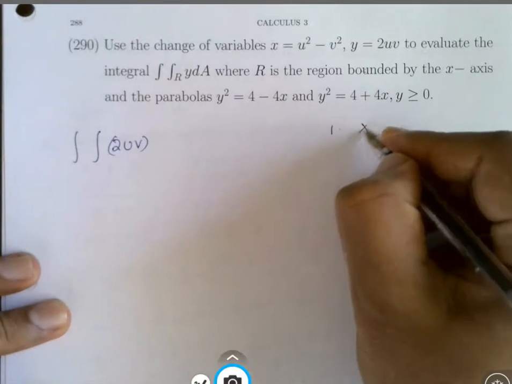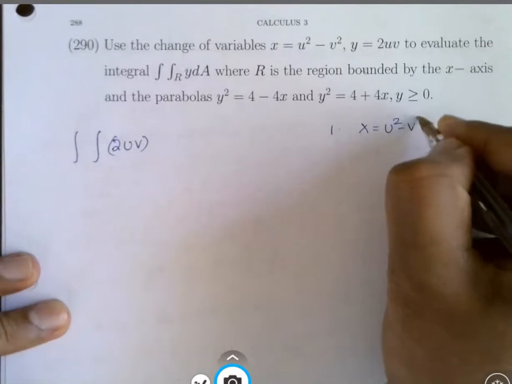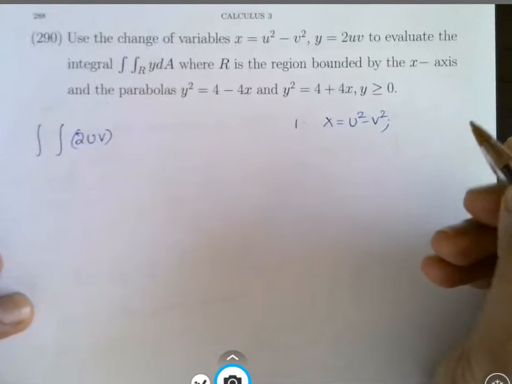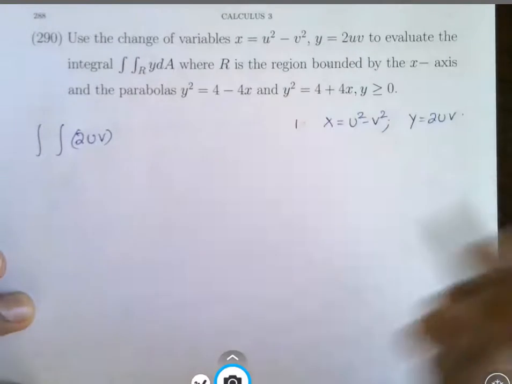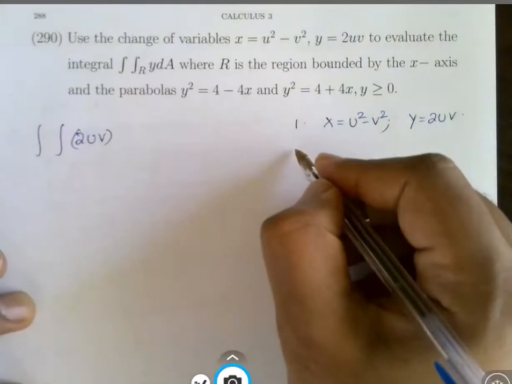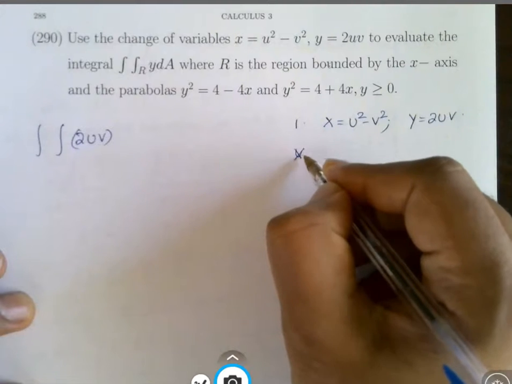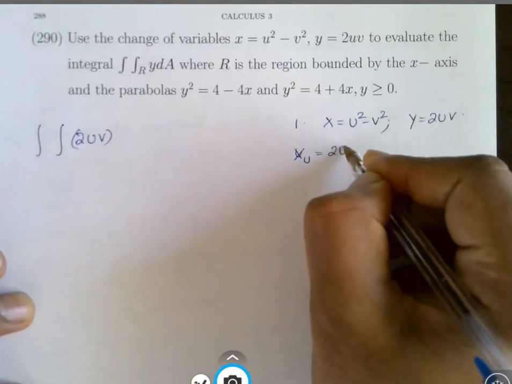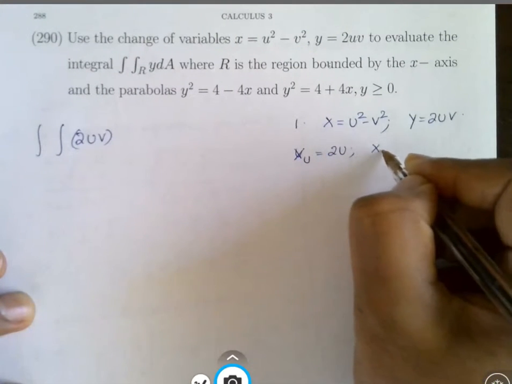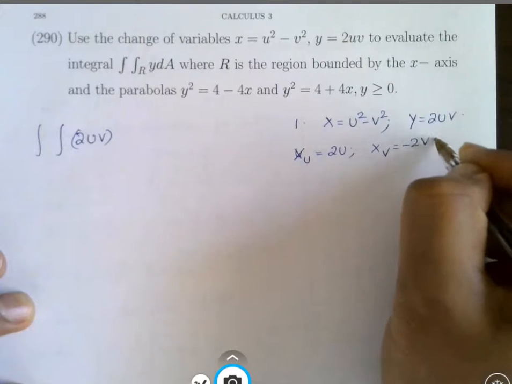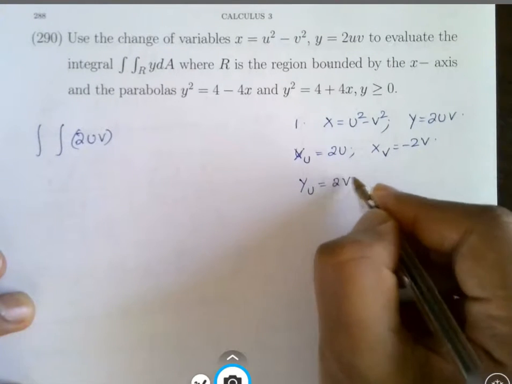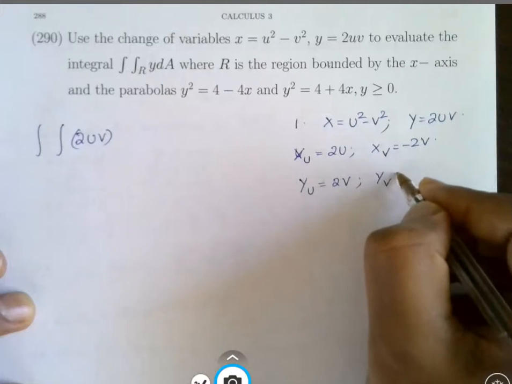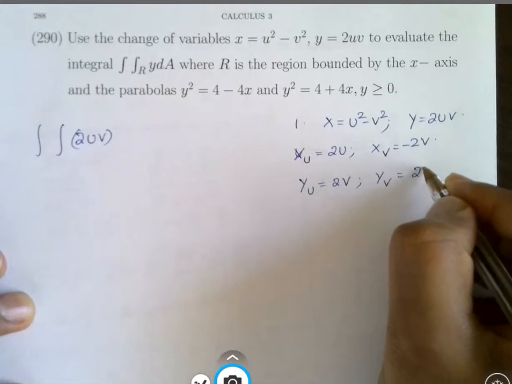So for me, x is going to be u squared minus v squared, and y is going to be 2uv. So then I'm going to find x_u first, that's going to be 2u. Then x_v, that's going to be negative 2v. Then y_u, that's going to be 2v. Then y_v, which is going to be 2u.